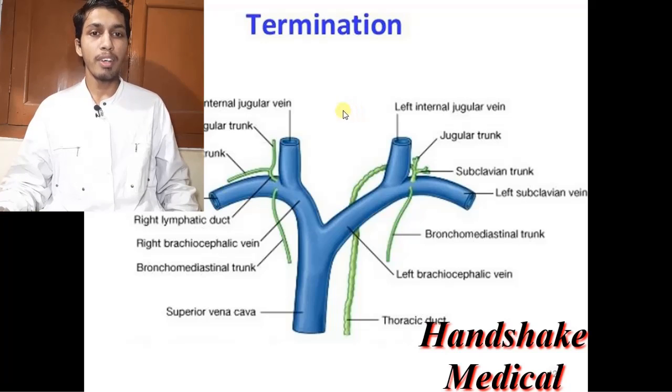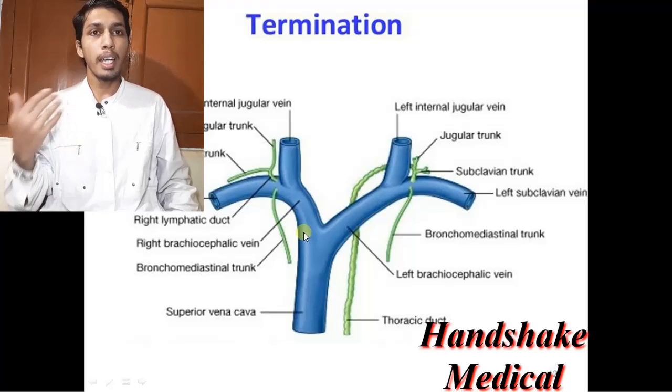Similarly, for the right lymphatic duct, this one is the right internal jugular vein, this one is the right subclavian vein, and this one is the right lymphatic duct. So it ends up or terminates at the junction, or the union site, of the right internal jugular vein and the right subclavian vein, or at the right jugular angle. So this one is the termination.